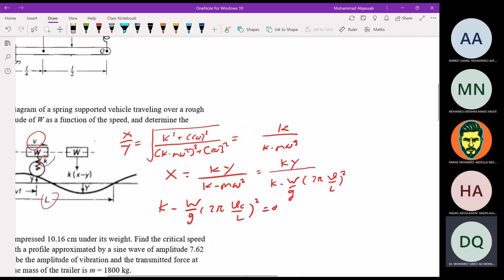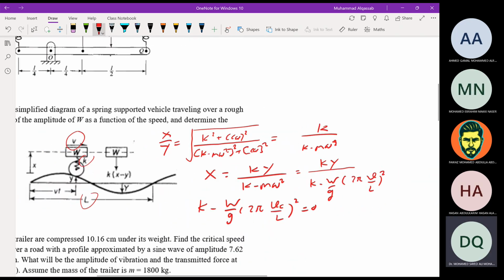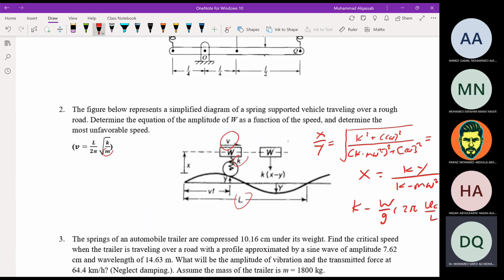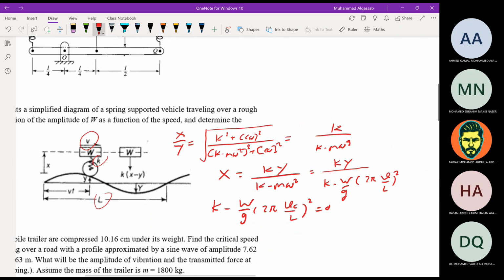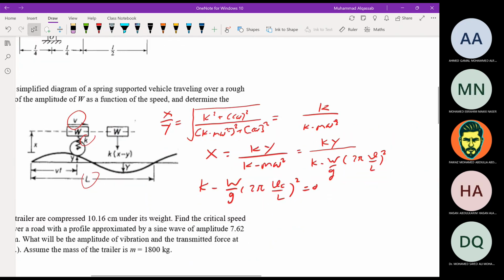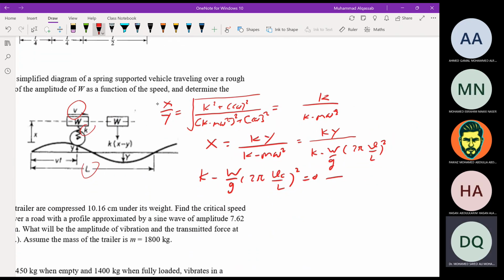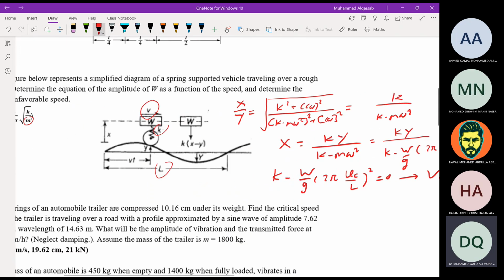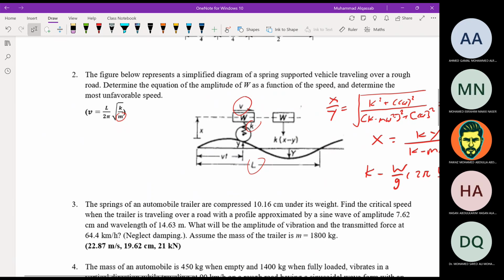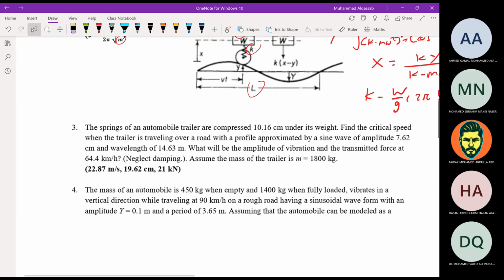The answer is given in terms of M, but I think we should put it in terms of W because W is given. Then you can find Vc, the critical speed. Okay, clear?